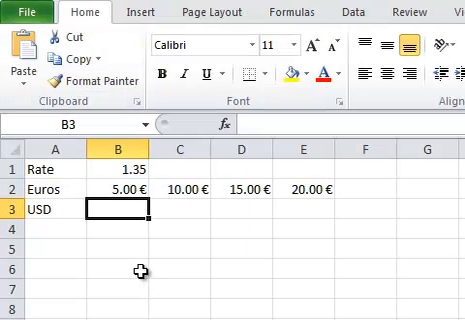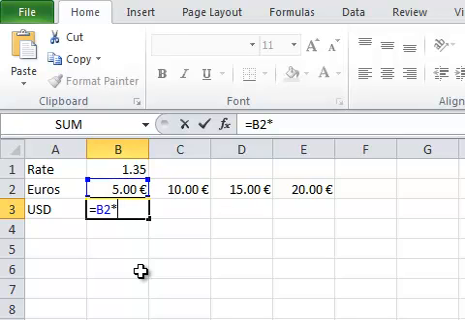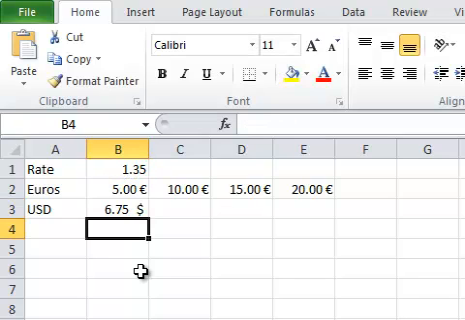Let's go back to our example here with an exchange rate between euros and US dollars. At this time, the exchange rate between euros and US dollars is about $1.35, which means for every euro, you need to spend $1.35 US to get the same value. So I need to write a formula in cell B3, which will tell me how many US dollars I need to get 5 euros. The formula is rather simple. I just need to enter equal B2 multiplied by B1. So it's 6.75 US dollars to get 5 euros.